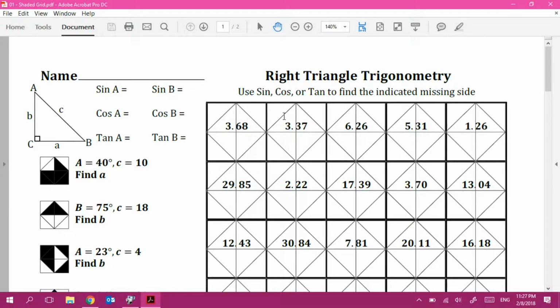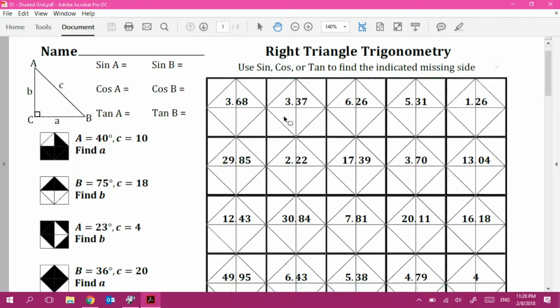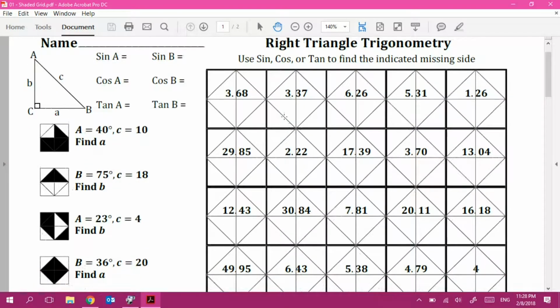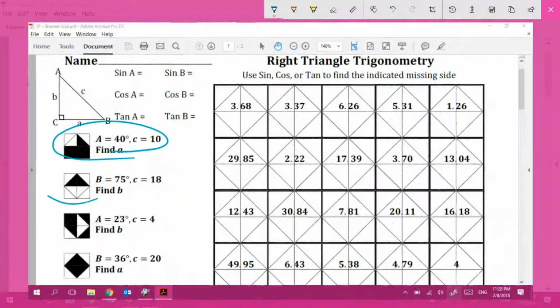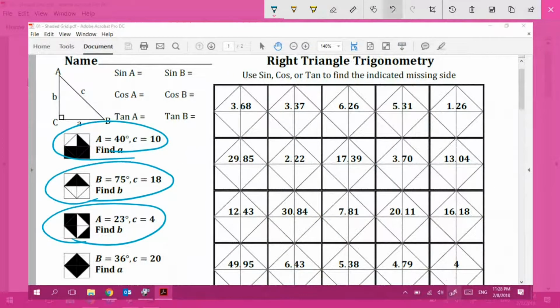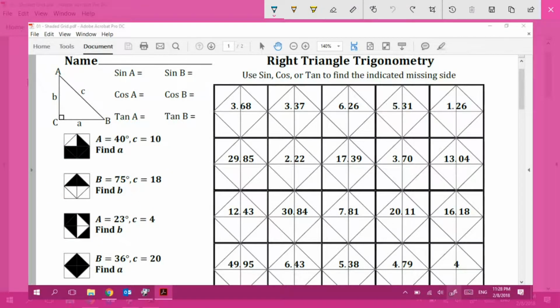Alrighty, for those who want to see how it's done by the master sensei himself, I will show you a few example problems on this shaded grid worksheet. So the point of this is to look at this, each of these is a question, okay? And after you find your answer, it will be somewhere on this grid, and you will shade your answer on the grid, just like it's shown. Okay, so let's take a look at how this is done.